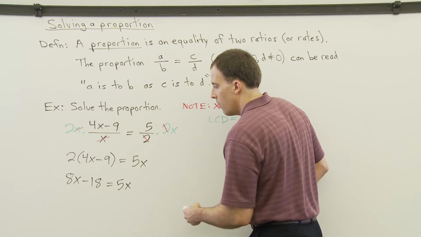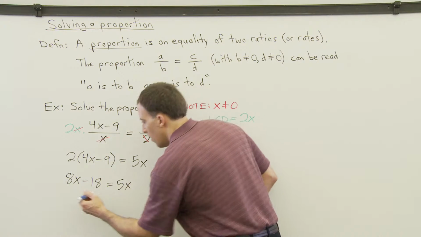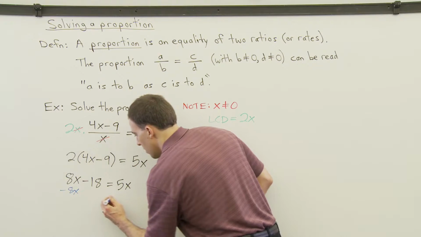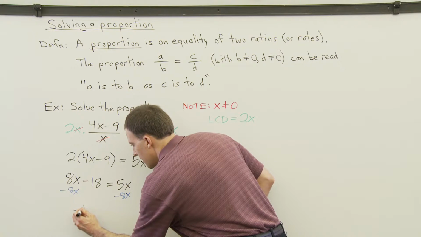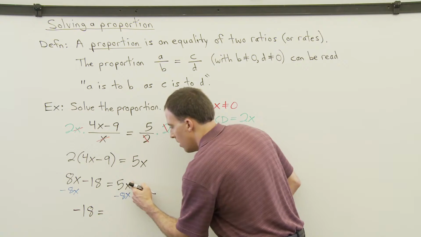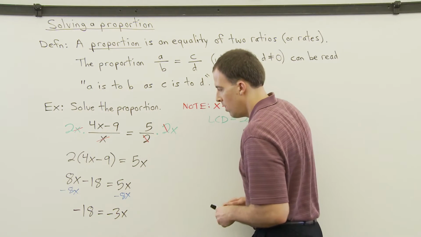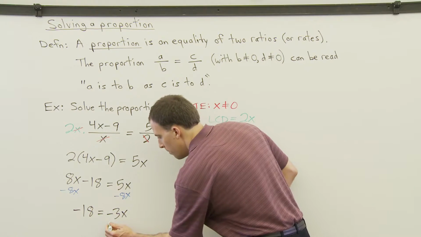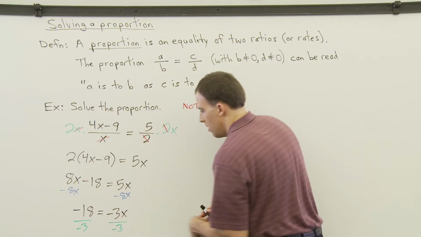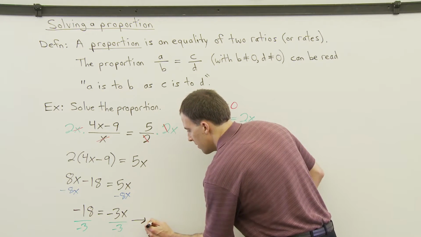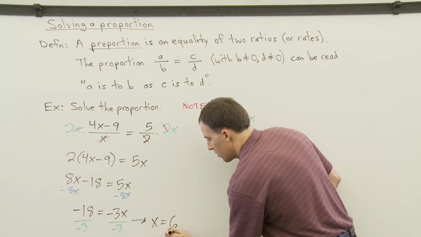This is just a linear equation, so we need to collect the x terms on the same side. That means subtracting 8x from both sides here would do it. That gives us then negative 18 is equal to 5x subtract 8x is negative 3x. For the very last move then, if we divide both sides by negative 3, we'll have x isolated on the right side. So this therefore means that x is equal to negative 18 divided by negative 3 is 6.